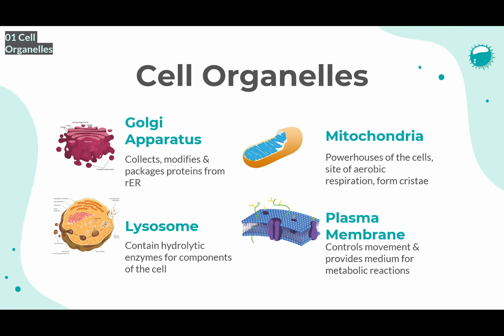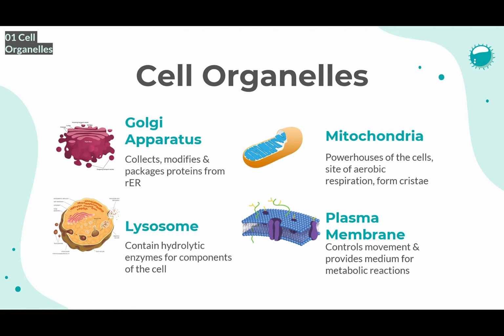And here we have four organelles on one slide. First, we have the Golgi apparatus that is similar in appearance to the smooth ER, and it processes proteins that come from the rough ER, collects them, modifies them, and packages them, and releases them in vesicles to other organelles or secretes them out of the cell, which happens mostly in the pancreas.